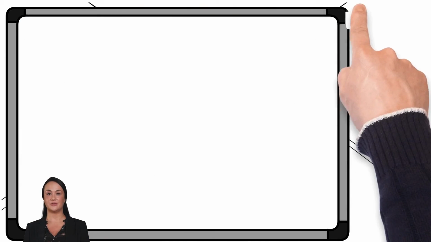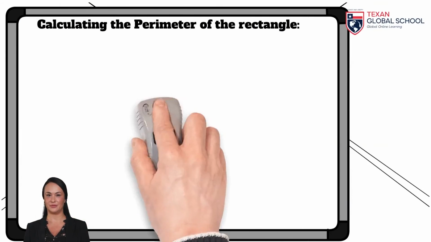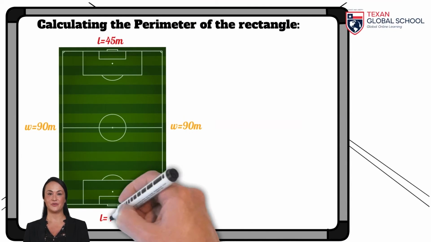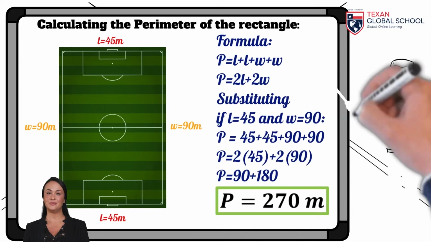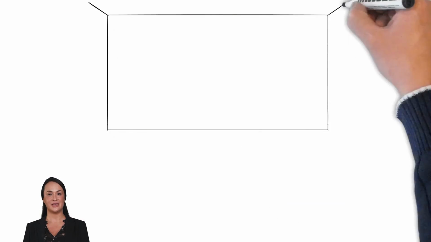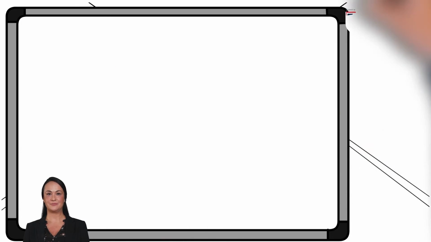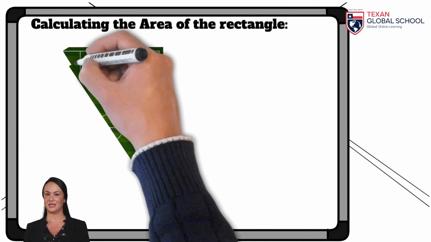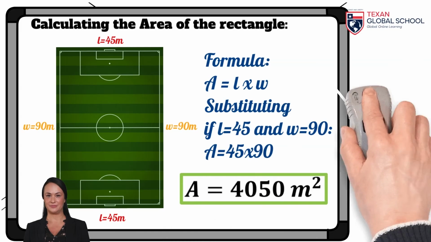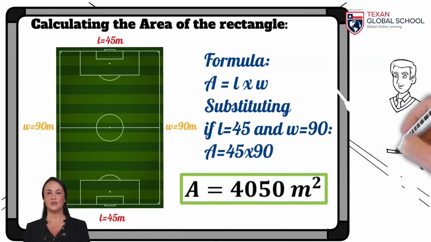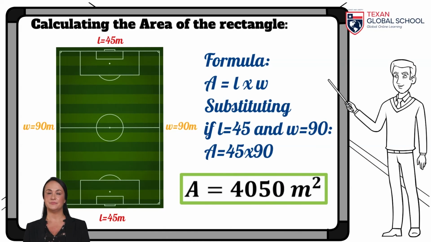It is crucial to outline the problem with a drawing or scheme. Hence, a rectangle with a length of 45 and a width of 90 is observed. The perimeter is obtained by adding its sides, thus obtaining 270 meters. We calculate the area so that they can cut the grass, and multiply the length of 45 by the width of 90. We thus obtain an area of 4,050 square meters.